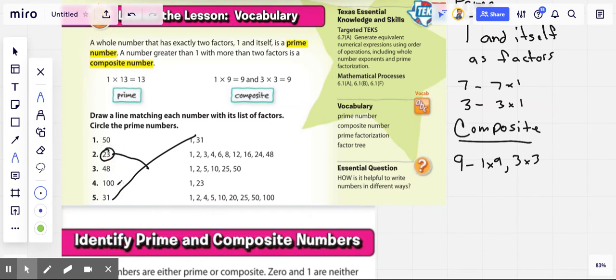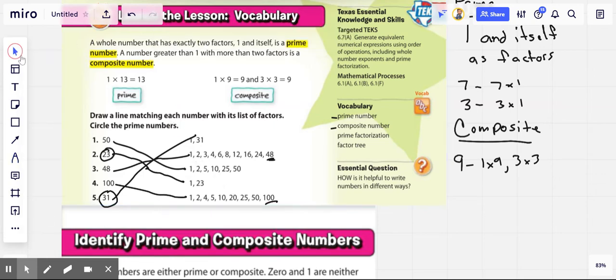What about 100? I'm looking at this, and the biggest number is 100. So I know 100 is a factor of 100 because 1 times 100 is 100. So that goes there. 48. Yep, there's the factor of 48. So that's going to go there. And then this is 50 right here. 31 is here, but it's also a prime number. Try this one. There you go. So that's all vocabulary. We have prime number and composite number, and then we're going to talk about prime factorization and factor tree.